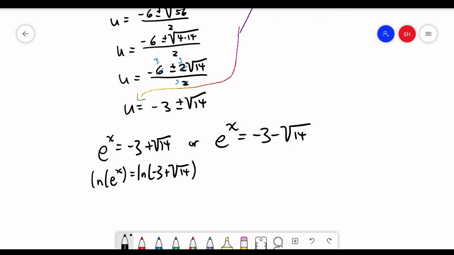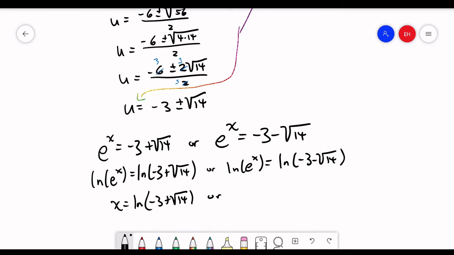If I do natural log on each side, then on the left-hand side, ln and e are going to cancel. So I'm just left with x. So x equals ln of minus 3 plus root 14, and I have x equals ln of minus 3 minus root 14. But wait. Hang on a second. We can't put a negative number in the ln.